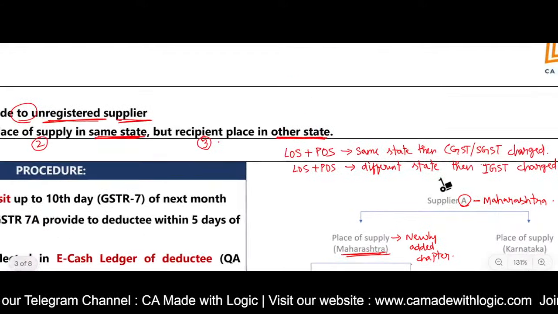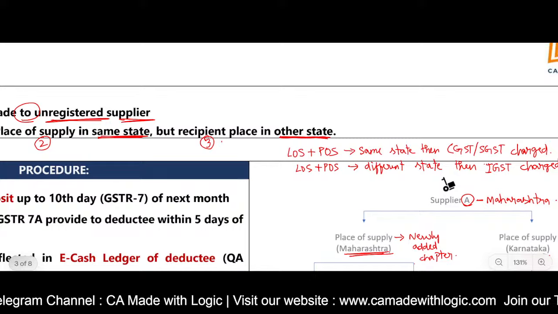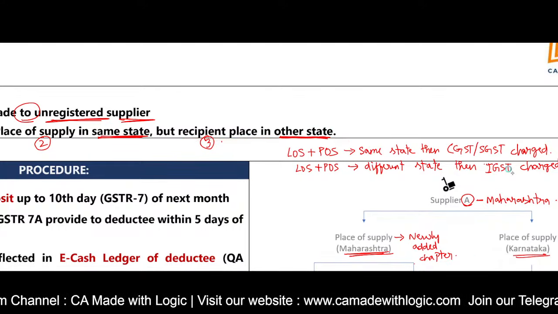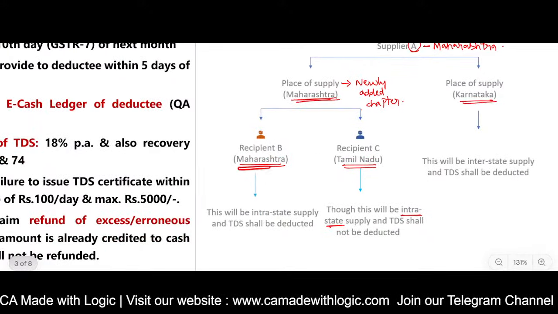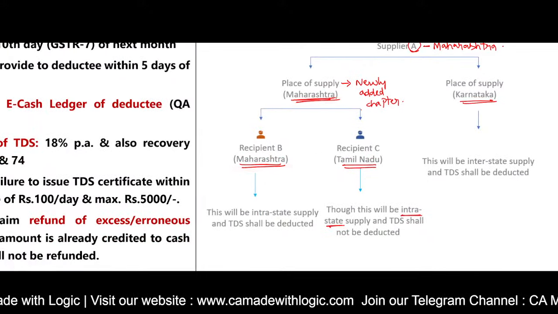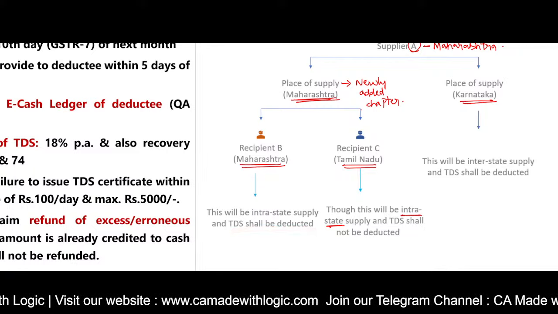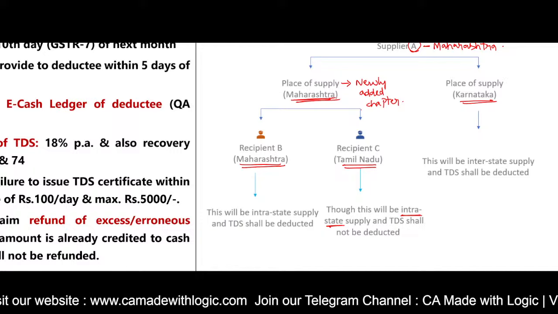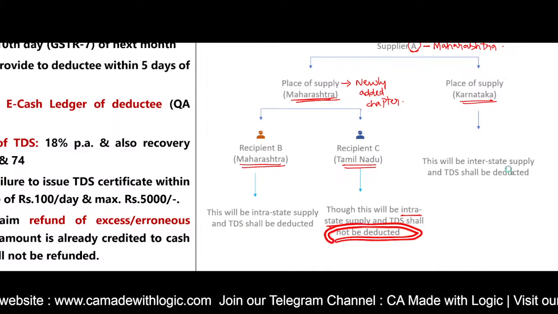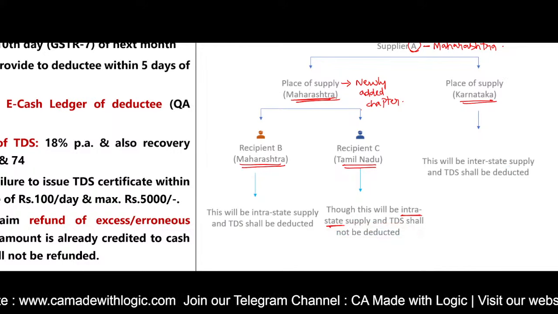And one more condition is there: if the recipient is in a different state, then you don't need to deduct any TDS. If the recipient is in the same state as the place of supply, then TDS has to be deducted. If the recipient is in a different state from the place of supply, then there is no requirement to deduct the TDS. Okay, so be cautious.